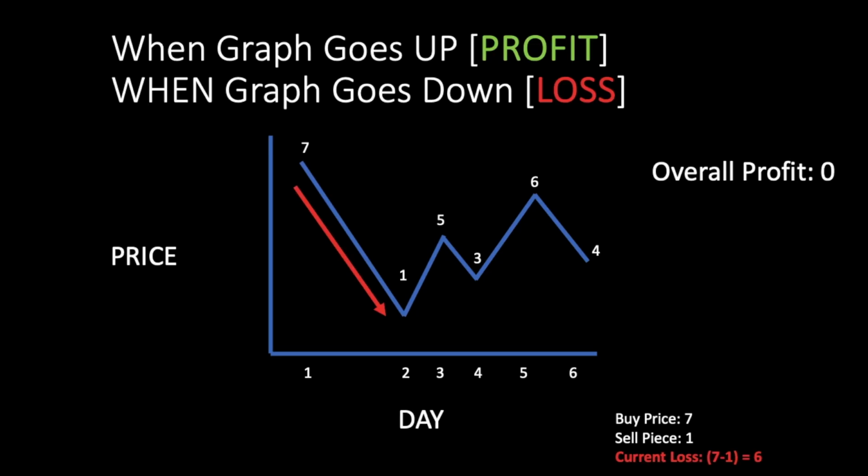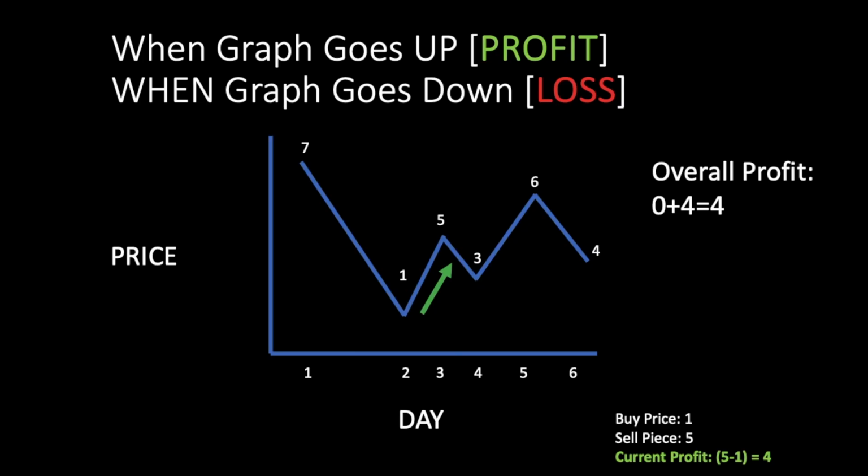Let's consider day 1. We bought the stock at price 7, and on day 2 the price went down to 1. If we sell that stock on day 2, we end up making a loss. We bought it at 7 but are selling it at 1, so there will be a total loss of 6. So we will not make any transaction. Now moving to the next day, we buy a stock at 1 and now we are selling it at 5. As you can see, the graph is going up.